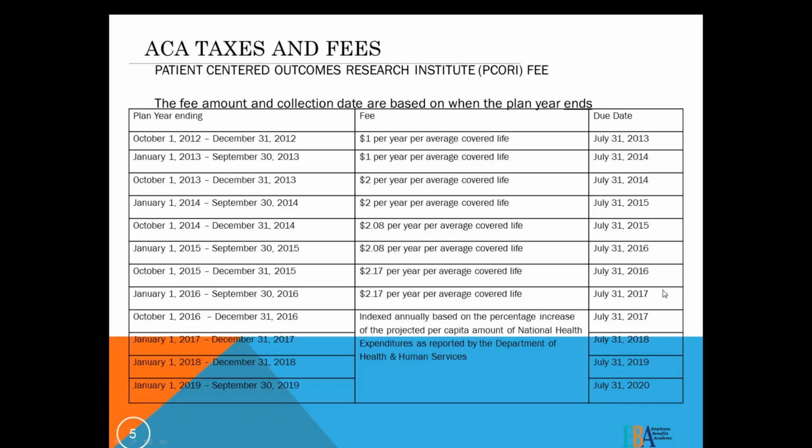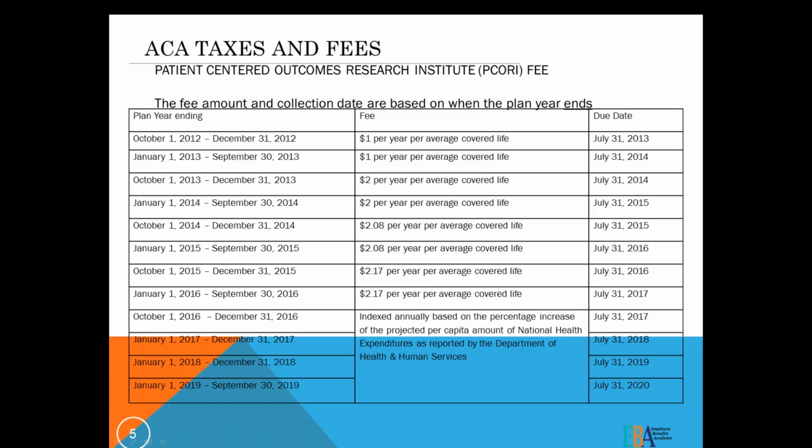The fee amount and the collection or payment date are based on when the plan year ends. The due date is always July 31st of the calendar year, which was just a few days ago. But remember that it's after the plan year ends. For example, if your plan ended in 2016, you will pay the fee by July 31st of 2017. The chart on this slide illustrates the fee amount and the due date based on when the plan year ends.